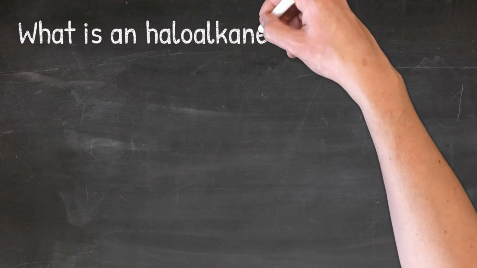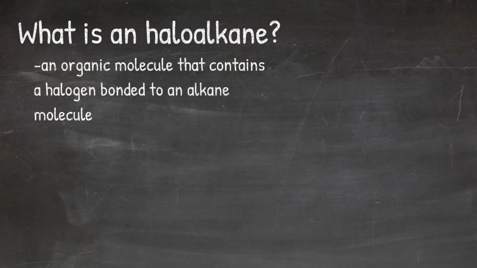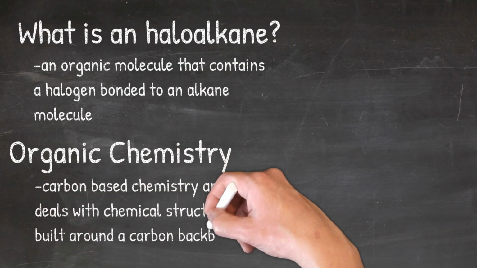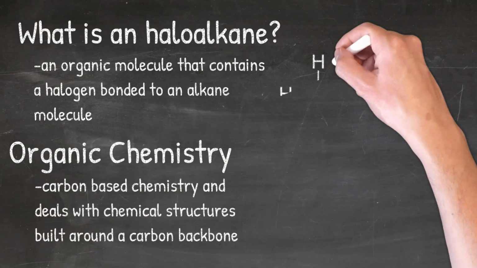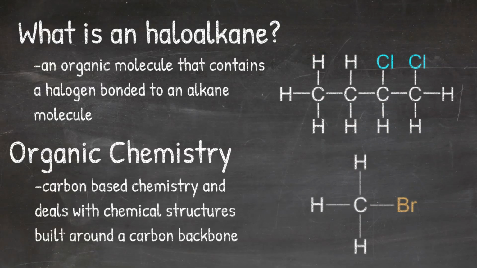Before we look at naming haloalkanes, we need to first know what a haloalkane is. A haloalkane is simply an organic molecule that contains a halogen bonded to an alkane molecule. It is important to remember that the halogens are the group 17 elements: fluorine, chlorine, bromine, and iodine. And an alkane is just an organic molecule with only single bonds. Organic chemistry is carbon-based chemistry and deals with chemical structures built around a carbon backbone. The identifying feature of a haloalkane is that you have a halogen bonded to the alkane chain.